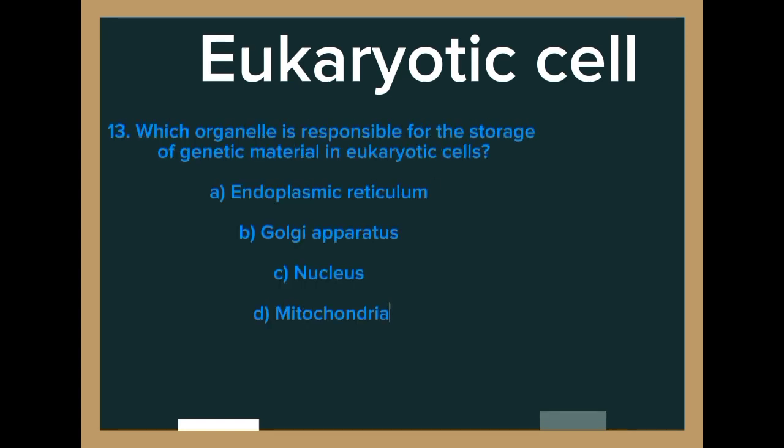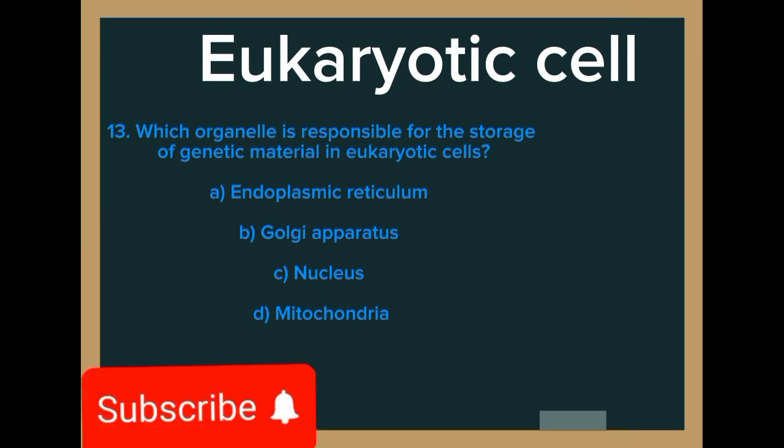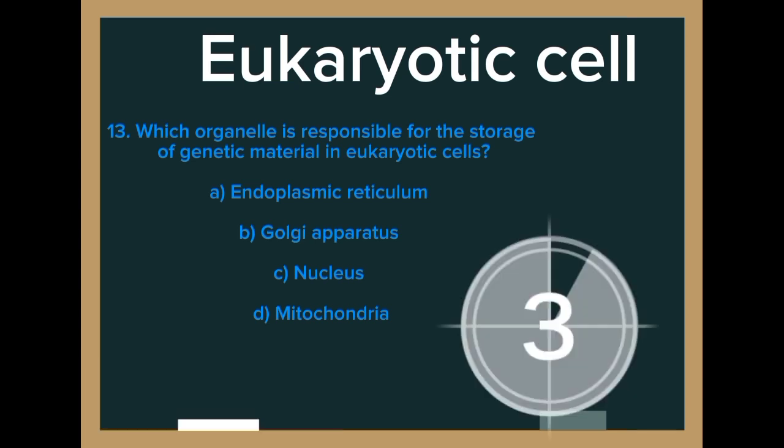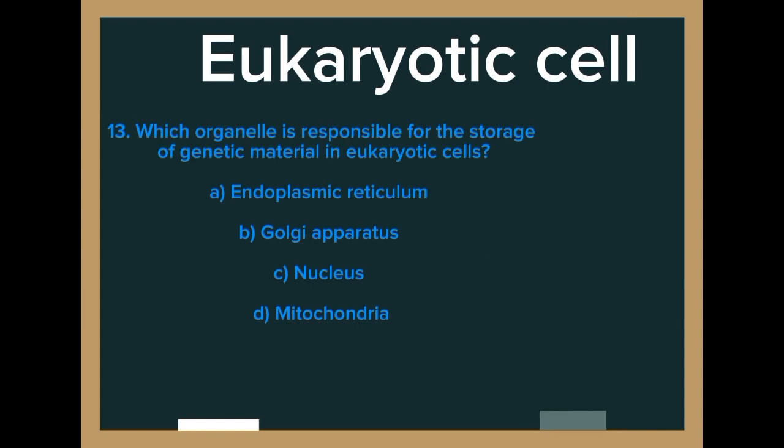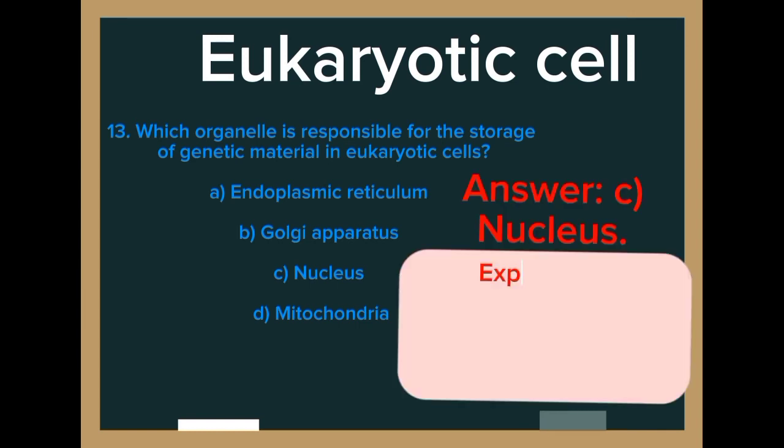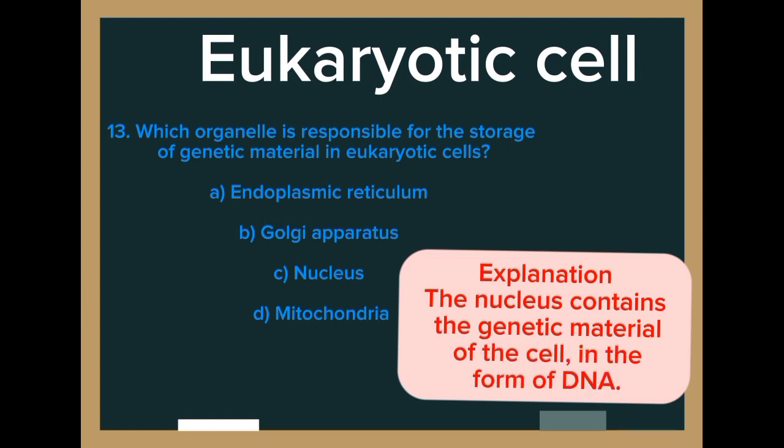13. Which organelle is responsible for the storage of genetic material in eukaryotic cells? A. Endoplasmic reticulum. B. Golgi apparatus. C. Nucleus. D. Mitochondria. Answer C. Nucleus. Explanation. The nucleus contains the genetic material of the cell in the form of DNA.